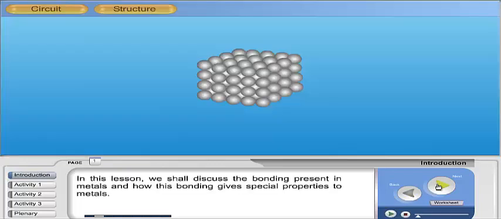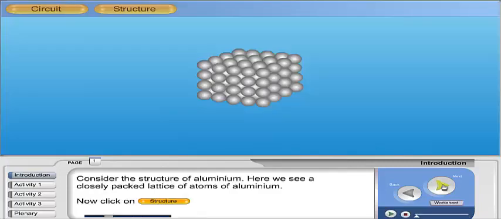In this lesson, we shall discuss the bonding present in metals and how this bonding gives special properties to metals. Consider the structure of aluminium. Here we see a closely packed lattice of atoms of aluminium. Now click on the Structure button.